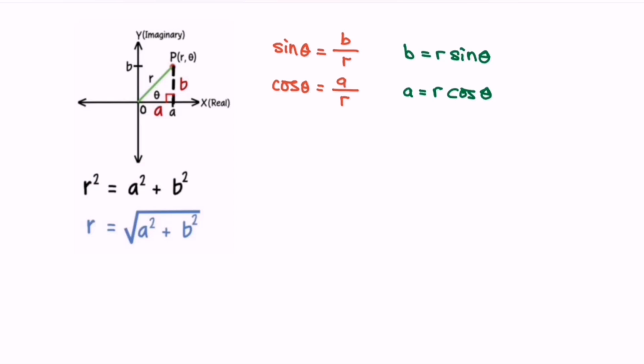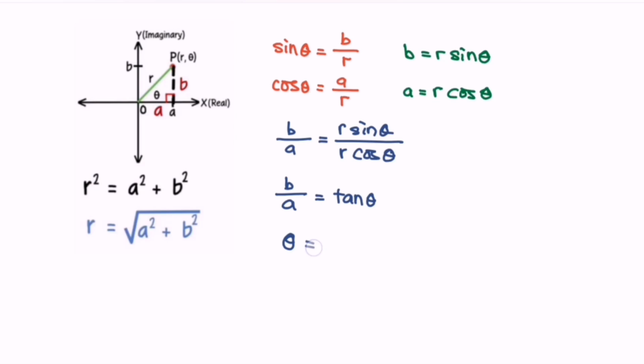But we still don't have theta in terms of A and B. Are these two enough to give us that? The answer is yes. All we need to do is divide B by A, where we have R sine theta over R cos theta. If we simplify, we will have B over A is equal to sine over cos, which is tangent theta. So from here, we express theta in terms of A and B. As a conclusion, theta is equal to arctangent of B over A. So finally, we have expressed theta in terms of A and B.